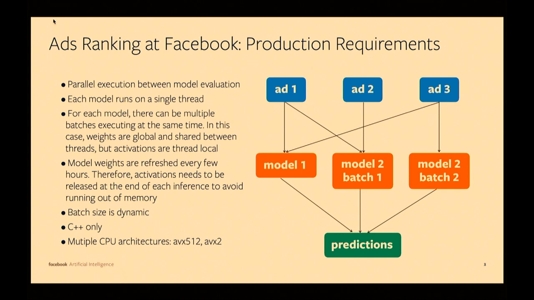running out of memory. This is one of the special requirements of our production system, because we need to serve so many models at the same time, and our scale is huge. Some other production requirements include dynamic batch size and a C++ only production environment. And we also need to work with multiple CPU architectures and make it work for both AVX512 and AVX2.